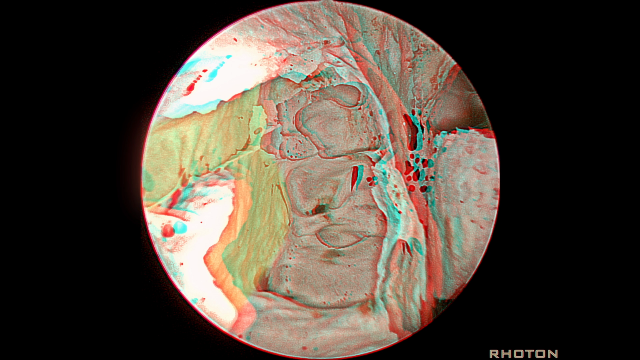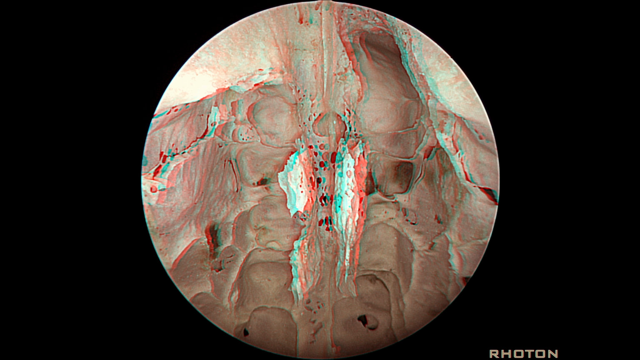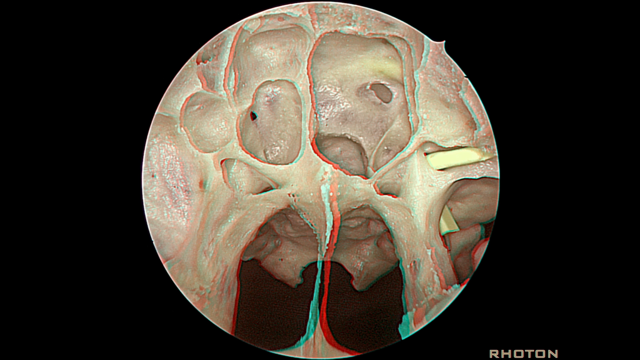what is that? If you open that while you're into orbit, that's lamina papyracea forming the medial wall of the orbit. And you can work forward here all the way to frontal sinus. There are angle drills today that allow you to open the floor of the frontal sinus. And you can open back to the sphenoid.